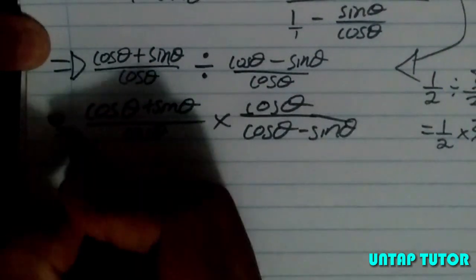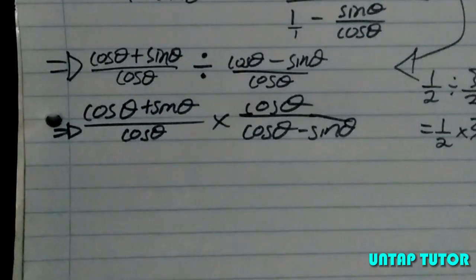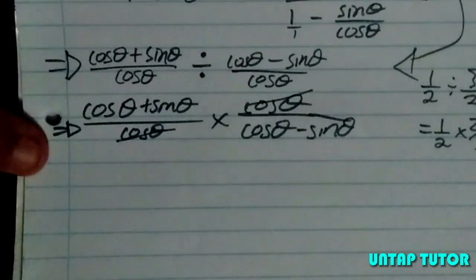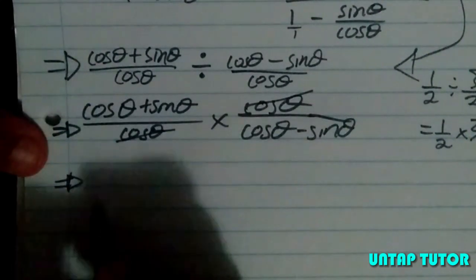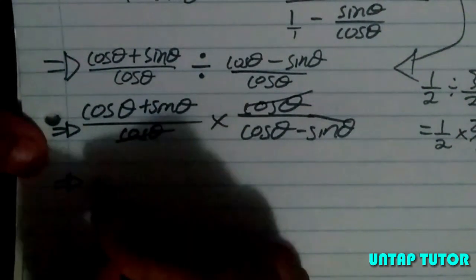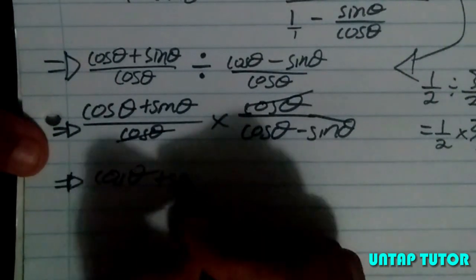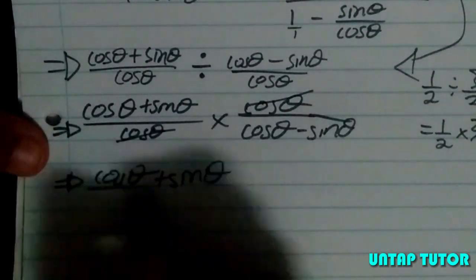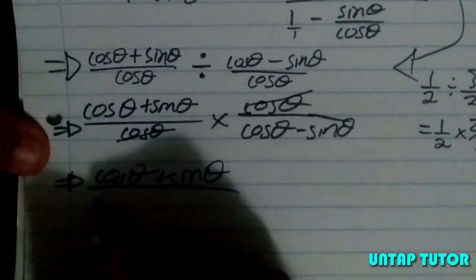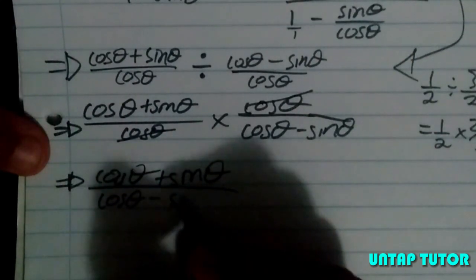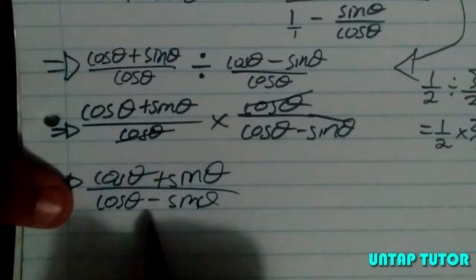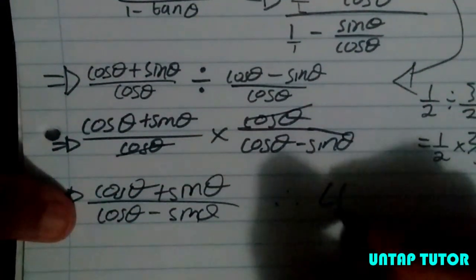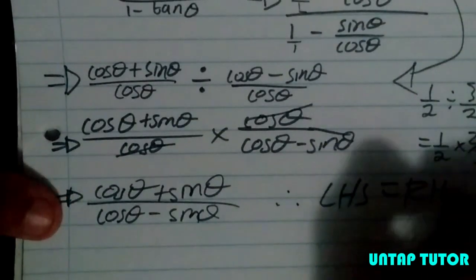From here, it's just the multiplication of fractions. If you know how to multiply fractions, you will see that this cos will cancel out this cos. What we are left with, because these two cancel each other, is cos theta plus sine theta. And on the denominator side, we're only left with cos theta minus sine theta. But if you look at this, it's the same thing as that one. So therefore we have proved our identity. LHS is equal to RHS.